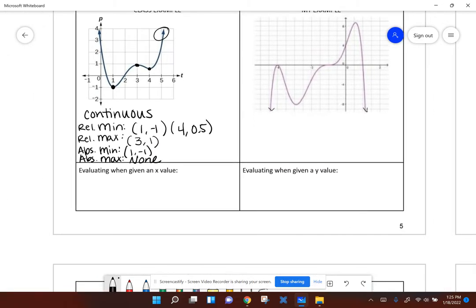Next, when we looked at functions, we can evaluate when given an x value and y value. So first step when given an x value is we're going to plug in the number everywhere we see x. Step 2, once we've plugged it in, we're going to simplify using PEMDAS.